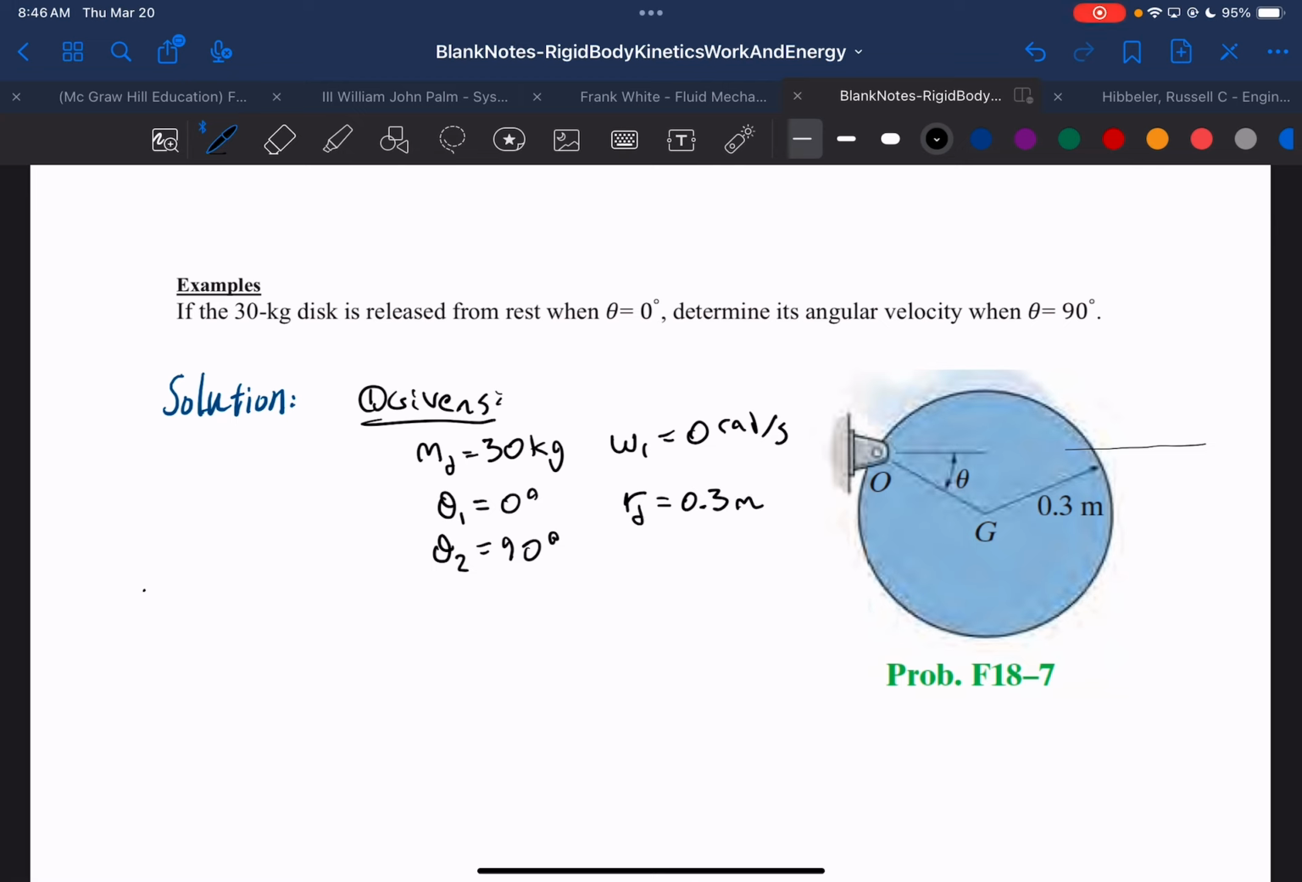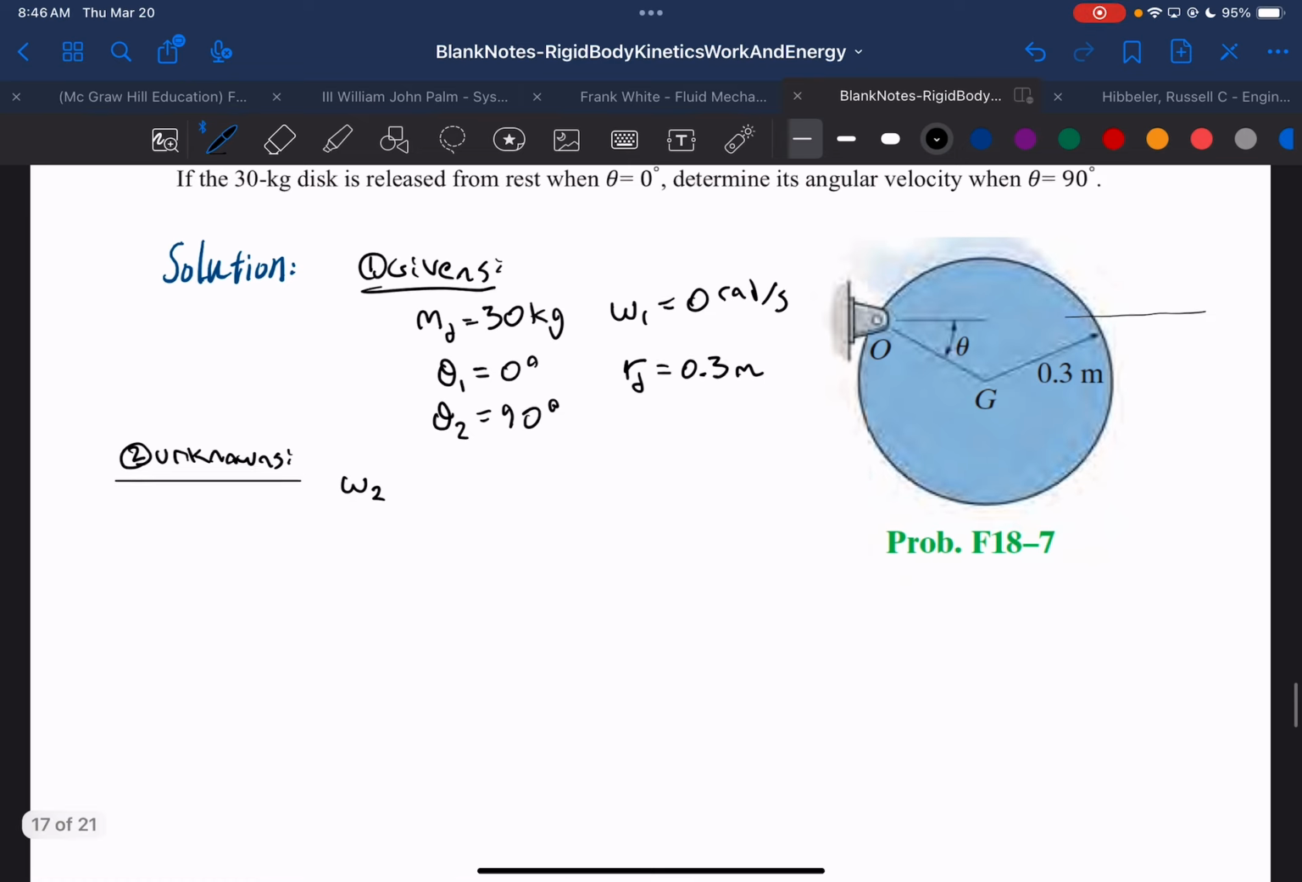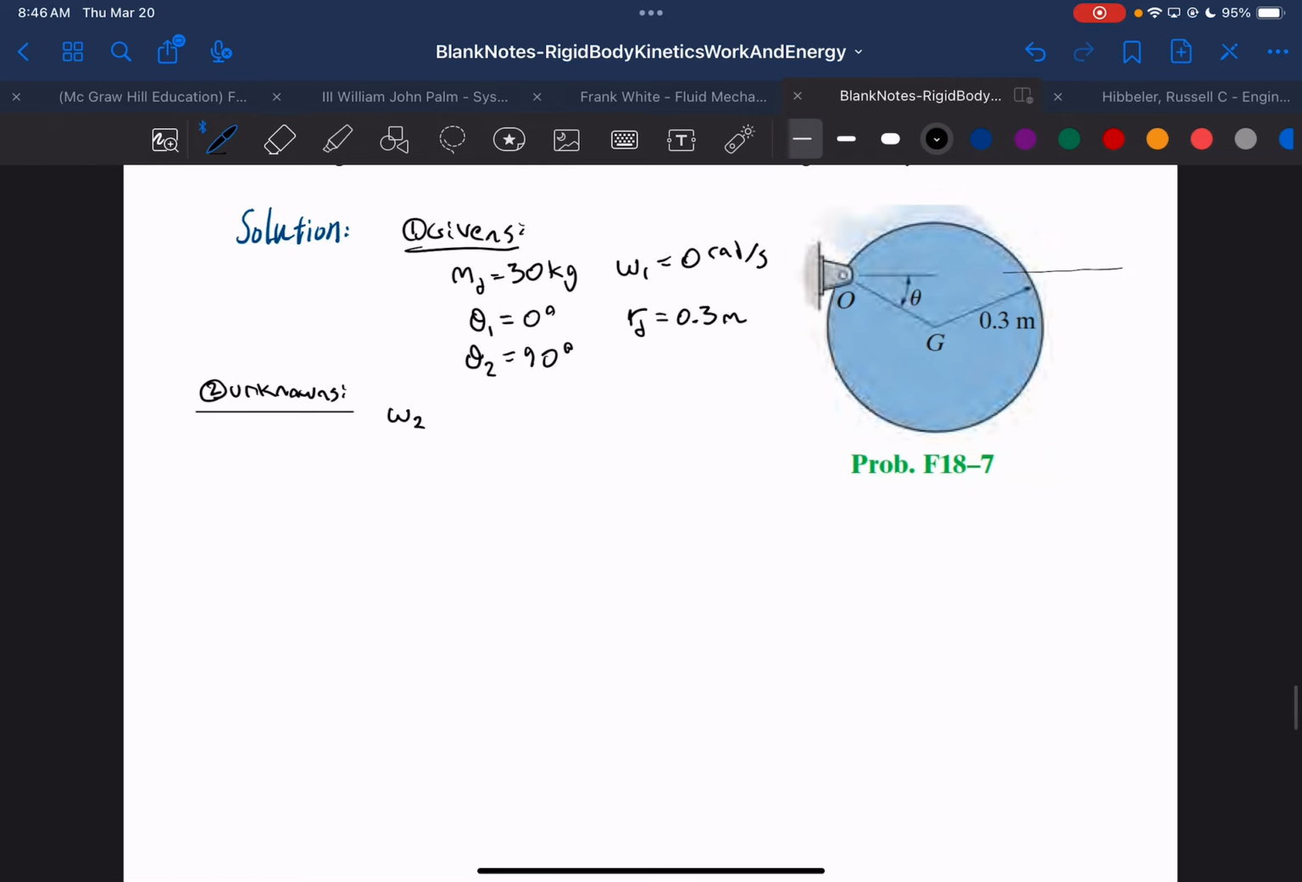Okay, what am I looking for in this question? Unknowns. What does the question want me to find? Omega at state 2. Beautiful, yes, omega at state 2. I want to find my angular velocity at state 2. I don't have to draw a schematic because it's fairly straightforward, but let's do it just for technicalities. Schematic.